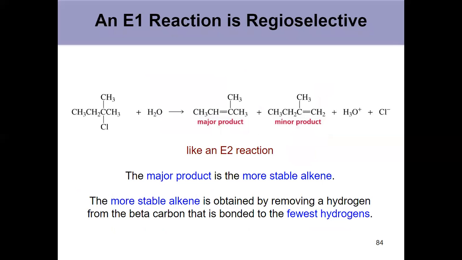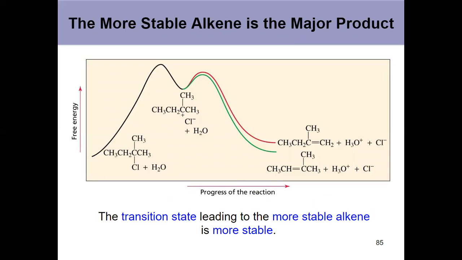And we also have to keep in mind that E1 reactions, just like E2 reactions, are regioselective, the major product being the more stable alkene in both situations. We're still following Zaitsev's rule. We're just getting there by a different mechanism. So now, looking at the more stable alkene being our major product, it's lower in energy, both in the final product and in the transition state. And these are more stable products overall, which is what's allowing us to drive this reaction forward, it being exergonic, which is why the reaction proceeds.